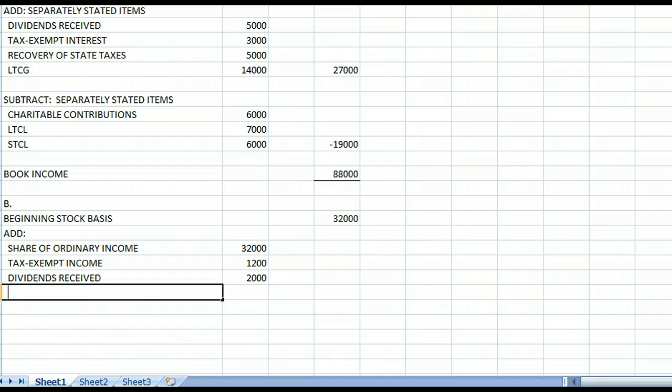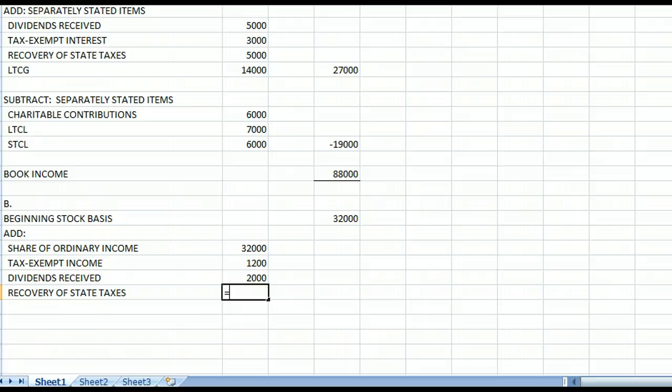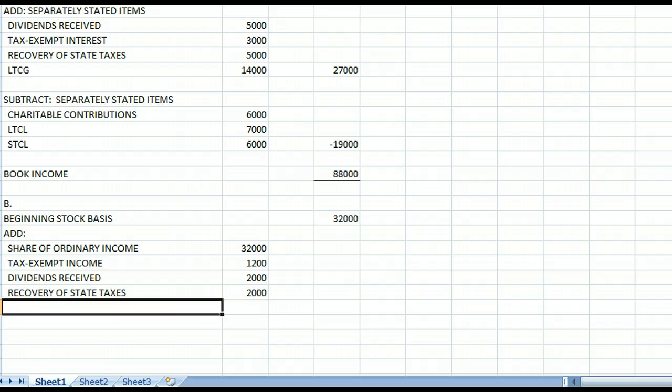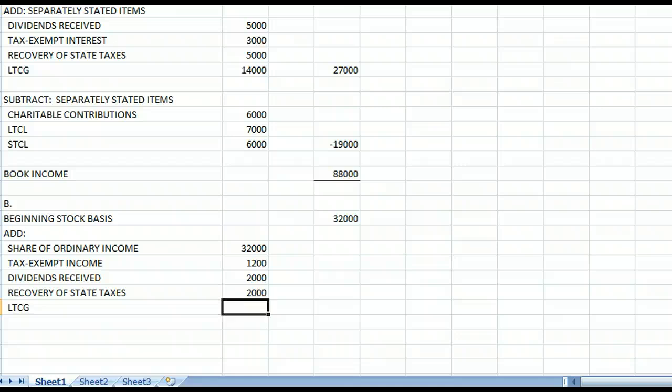Okay. Let's do our recovery of state taxes. This is our refund of prior years. Go back here and pick up that times 0.4. Our long-term capital gain times 0.4, 5,600.